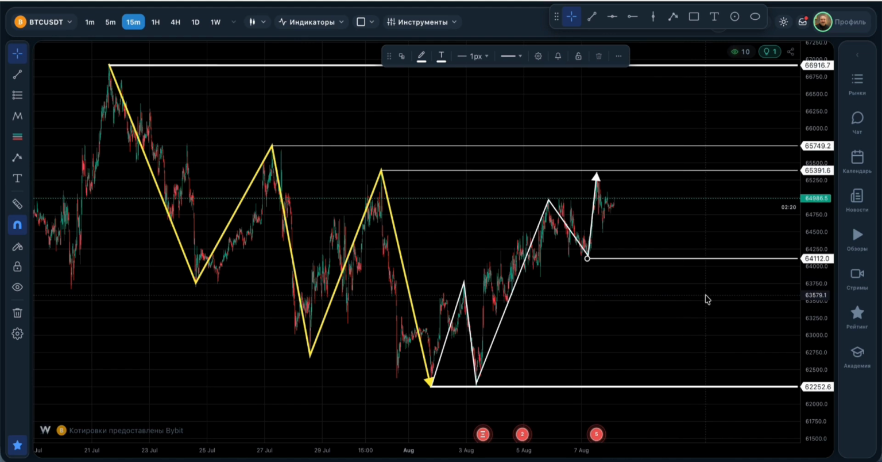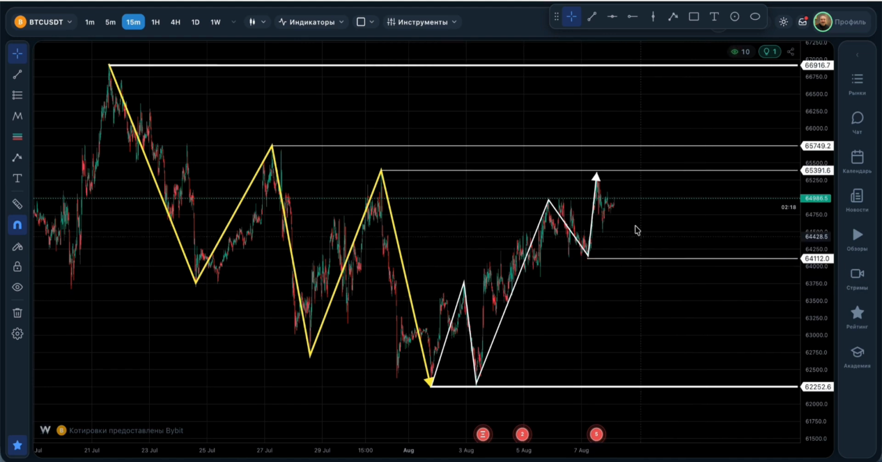That is, if there is a breakout of 64,112, we will see a breakdown of the current uptrend. If there is a breakout of the 65,391 level, that will be a breakdown of the previous trend. Just like that, two target levels, two conditions for trend trading.